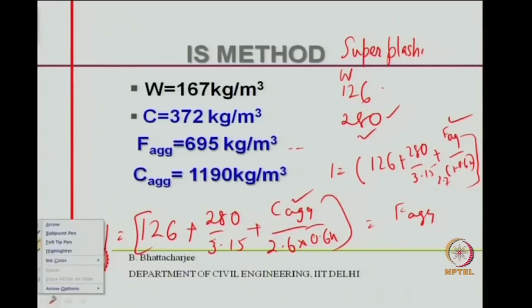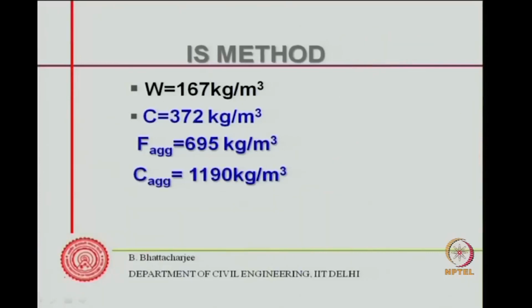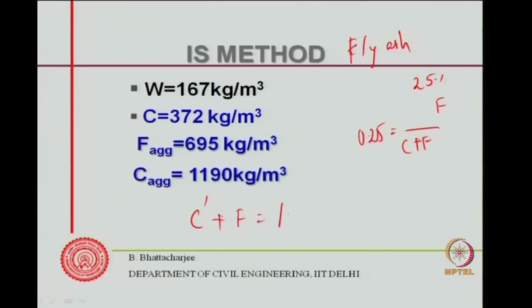If you are using fly ash, let us see what will happen. Say you decided to use 25% of fly ash, that is F divided by C plus F is equal to 0.25. So your new cement dash plus F will be equal to 1.1 into 372, which will mean another 38 increase, so it will become approximately 400.